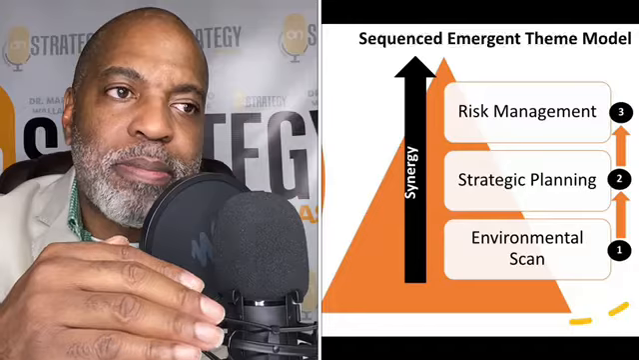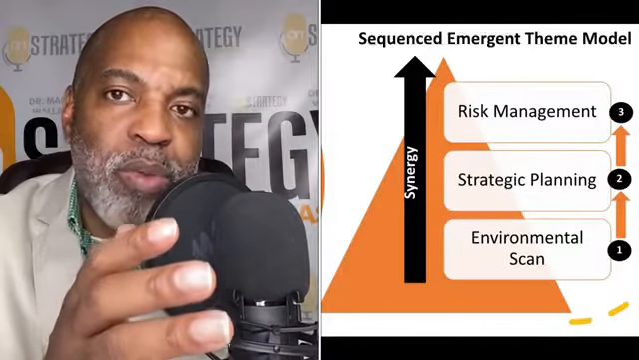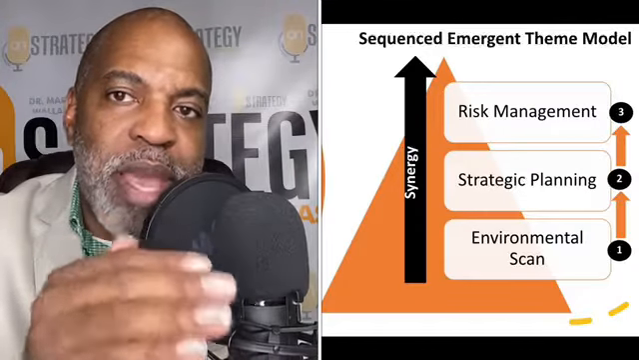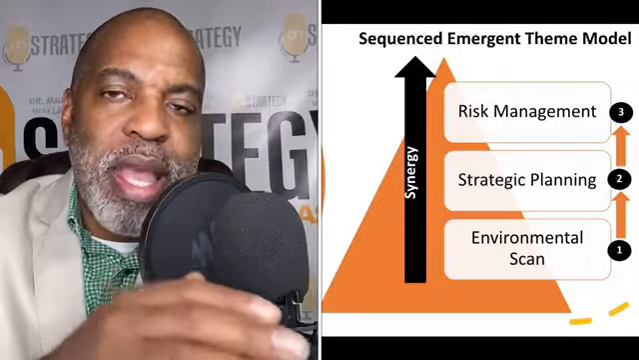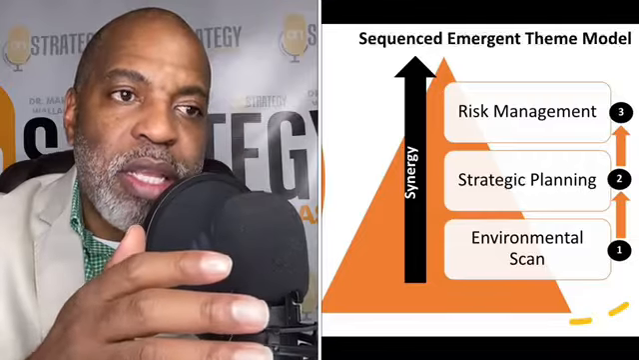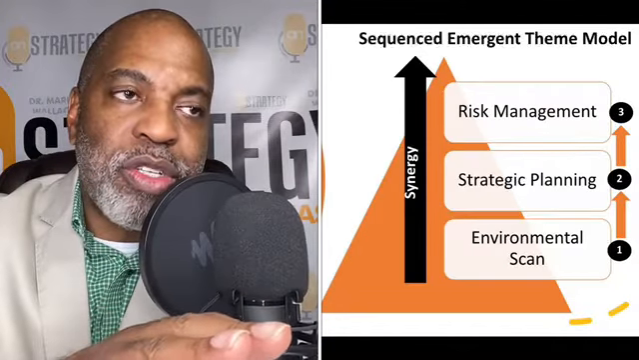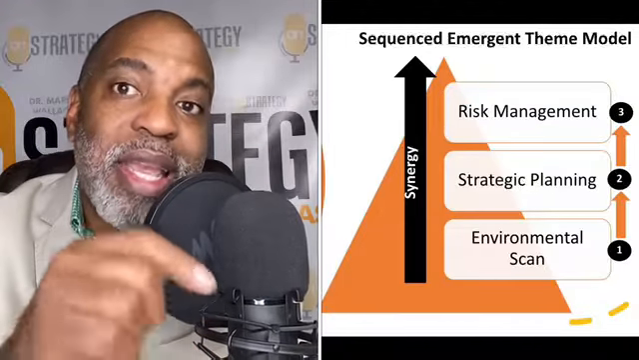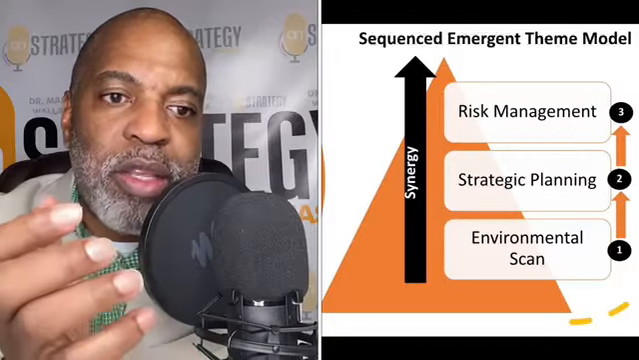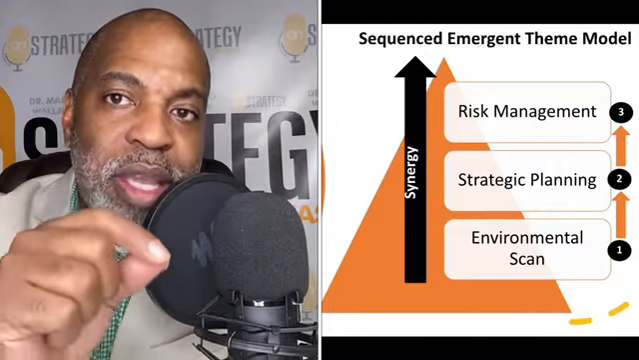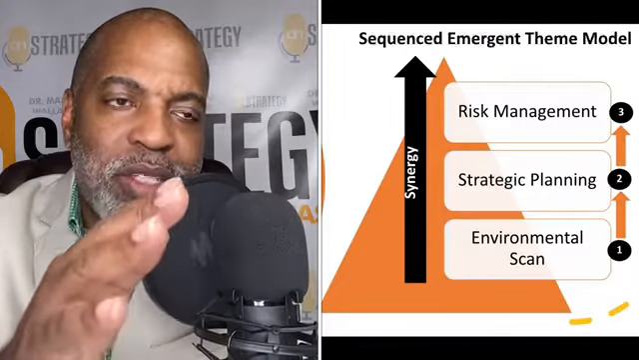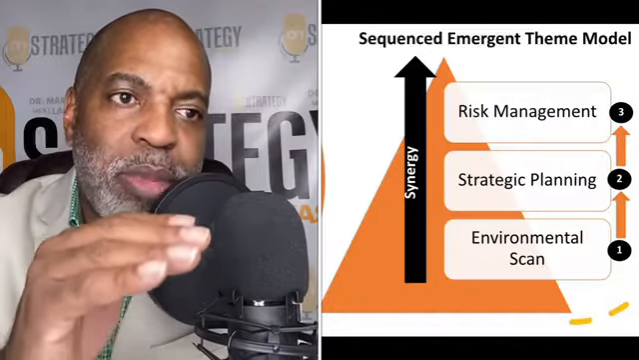vision, your change agenda. What changes will you make within your organization? What objectives, measures, targets, and initiatives? How do you execute your strategy, and how do you manage your strategy over the life, the strategic horizon of your strategic plan? And lastly, you have risk management. Based on your strategic plan, you need to be able to identify risk within your plan. So this is why risk management is the last step of this actual sequenced emergent theme model.